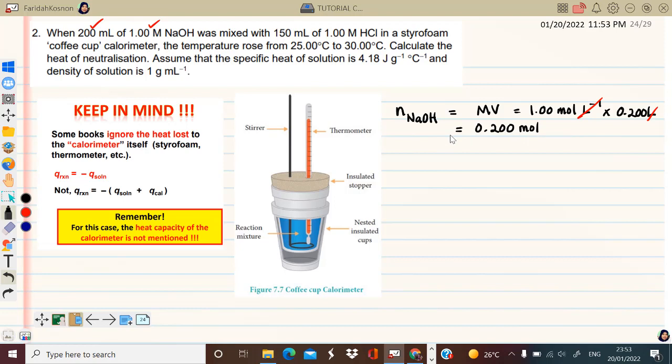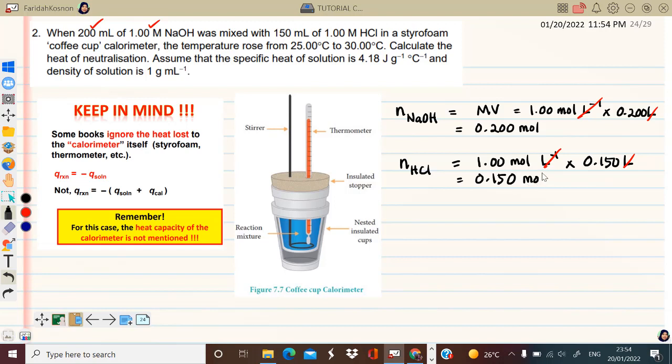By using the same method or procedures, determine the mole of hydrochloric acid, the initial mole of hydrochloric acid. Okay, gunakan MV juga ataupun MV per 1000. So 1.00 mole per liter. Alright, times okay, concentration betul, times 0.150 liter. So you will get the initial mole of hydrochloric acid is 0.150 mole.